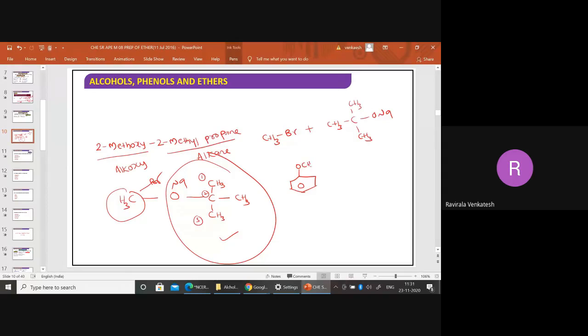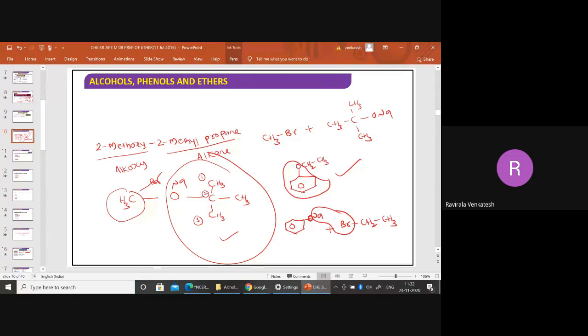Ethoxybenzene, CH2CH3. Whenever we get a benzene, the benzene is a bulk group, and that must be a phenoxide. So we take ONa, and this will react with bromo CH2CH3. NaBr is removed here. Now what we are going to get is this product, correct?